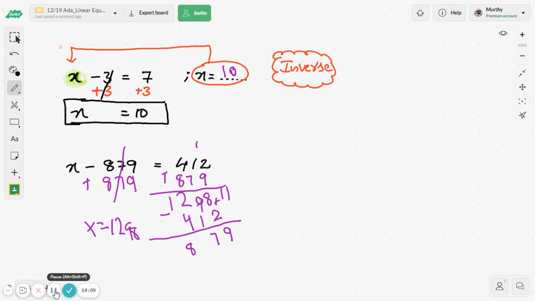Is x 1298? Are you sure? Yes, that's right. That's why I put x equals. Okay. So let's go to the next page.